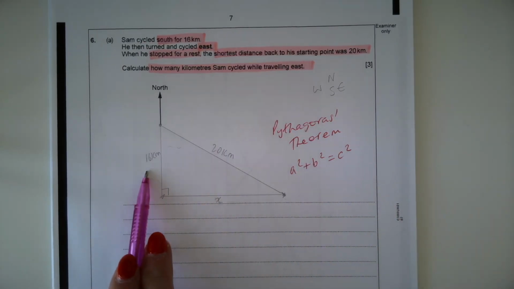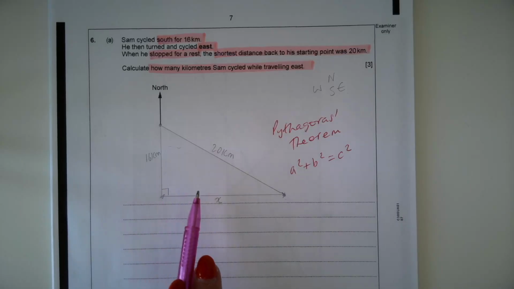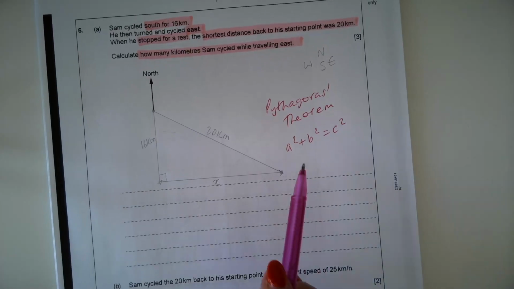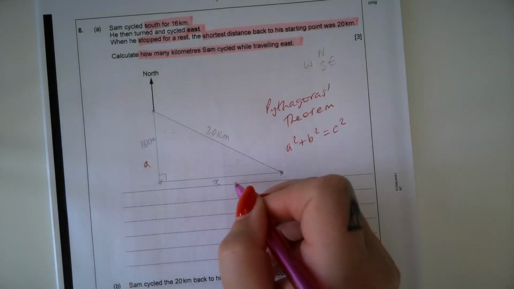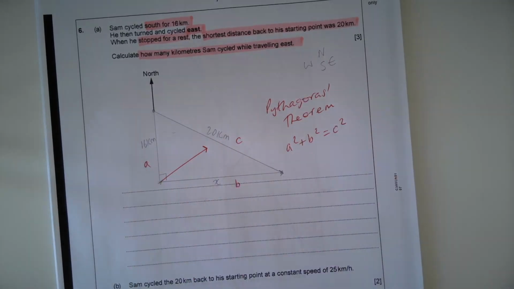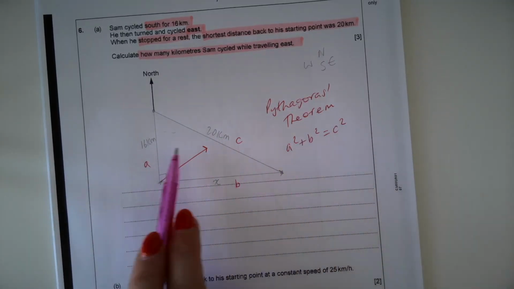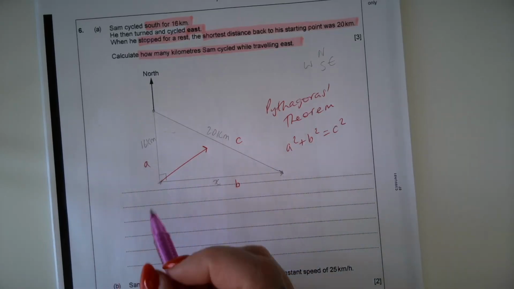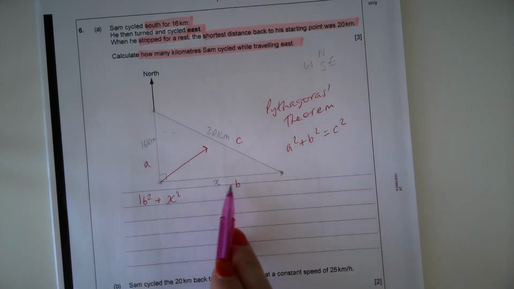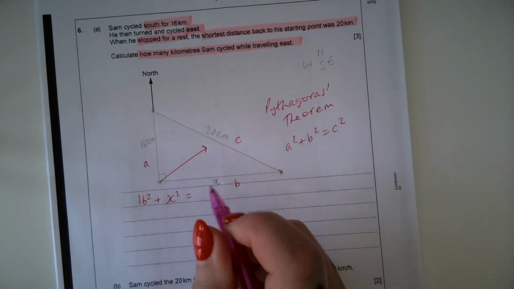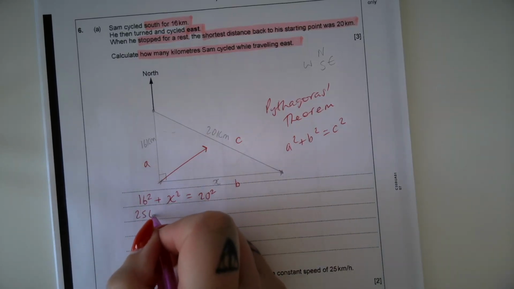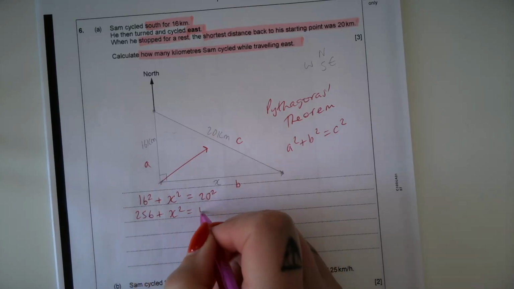So let's do these two. So a squared plus b squared must be equal to c squared. So I'm going to substitute what I know in my diagram. Let's do that a, let's do that b. c always has to be the hypotenuse. Okay, so let's substitute what we have in. So 16 as a, so 16 squared plus x squared, because we don't know how far he travelled east yet, is equal to 20 squared. Well, 16 squared is 256 and 20 squared is 400.